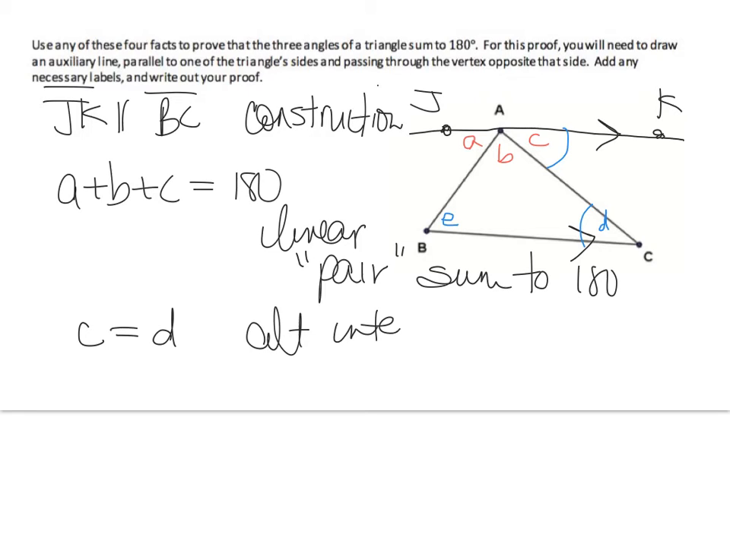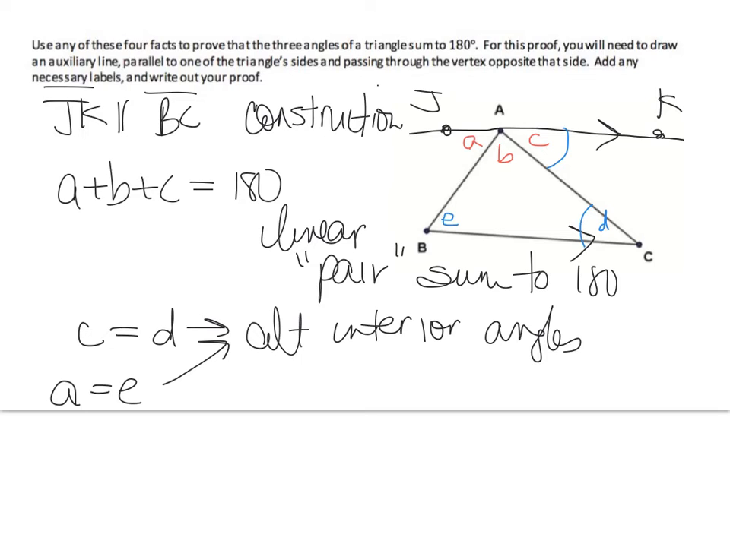alternate interior angles. So I have two parallel lines and a transversal. So alternate interior angles. Now I have two parallel lines and a transversal. I have alternate interior angles. So I can say that A is equal to E for the same reason.